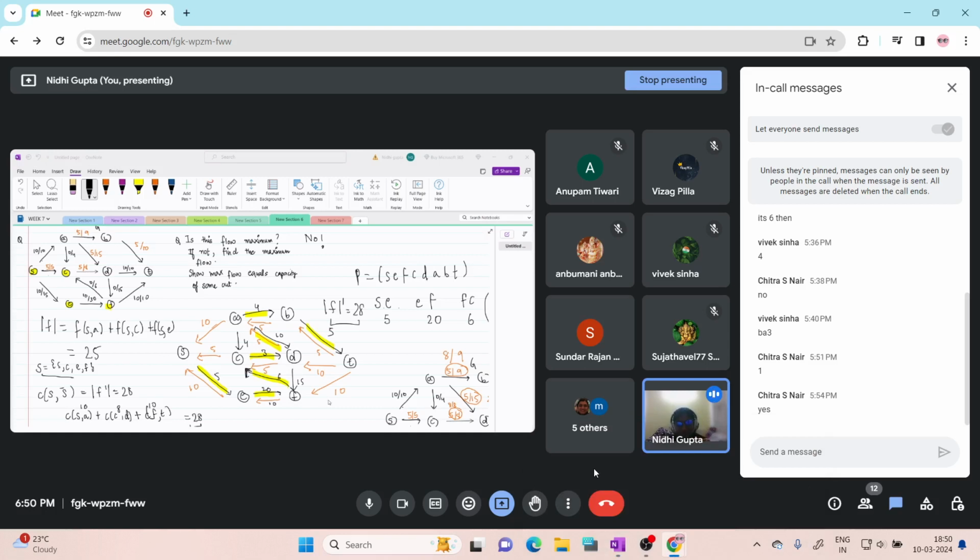So is this question clear? This question was basically saying that given a network, we found the maximum flow, and from the maximum flow we found the minimum cut also. So are all these steps clear, how from a network to find the maximum flow, and then from the maximum flow how to find the minimum cut? Is it clear to everyone? Yes, ma'am.